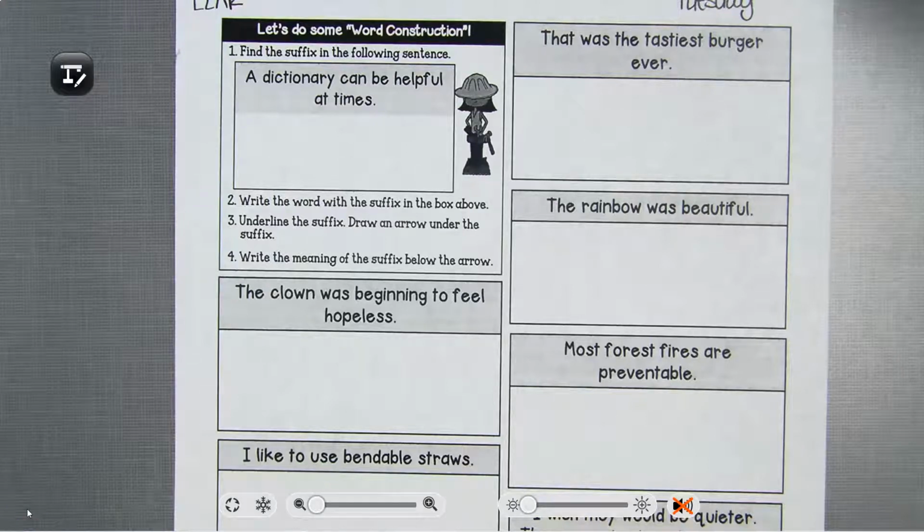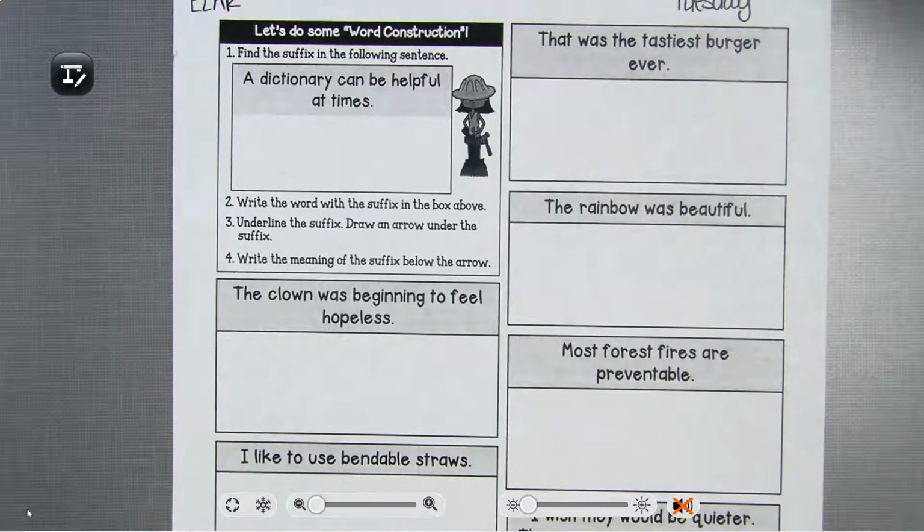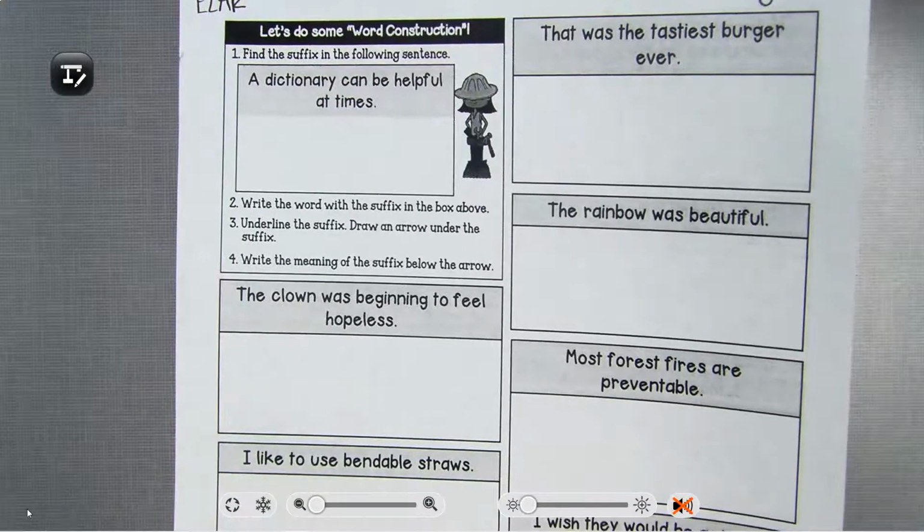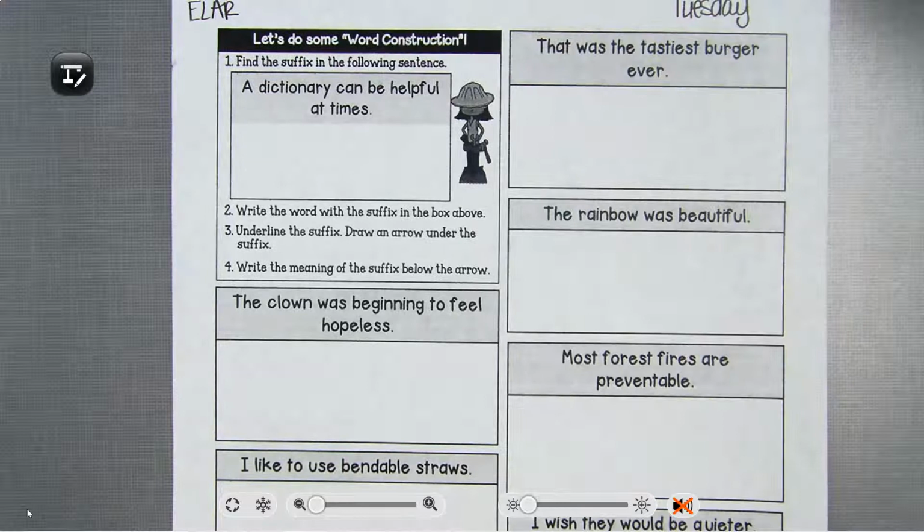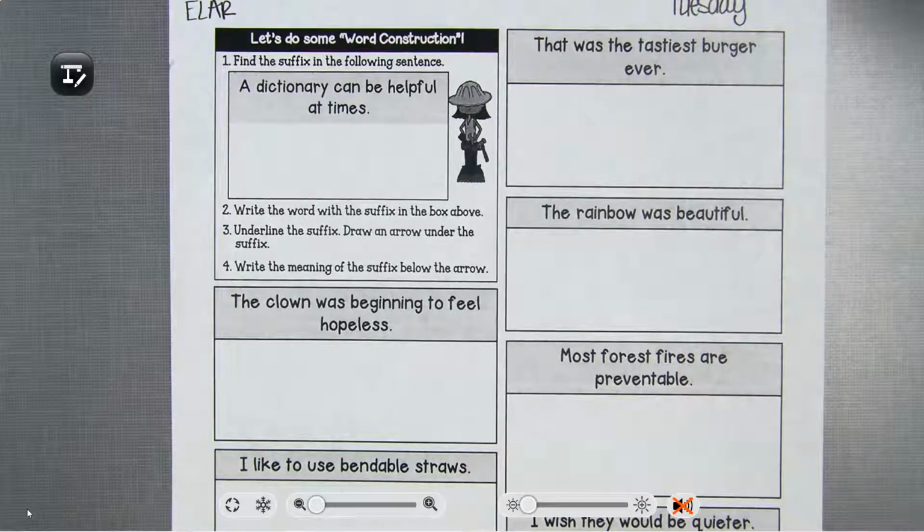Hey guys, so we are working on suffixes, and so the suffixes we talked about yesterday were less, able, er, and est, and full. Let me write those out for you.